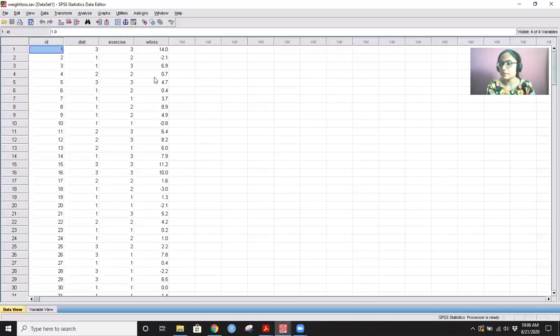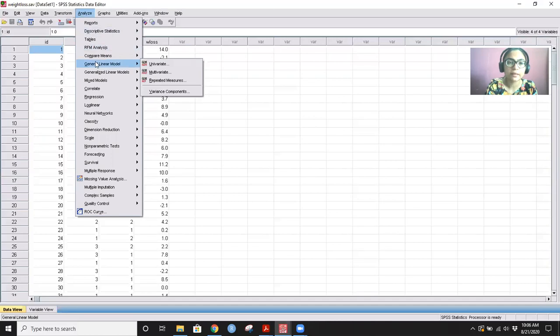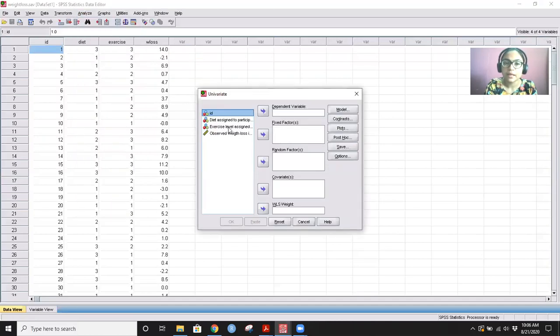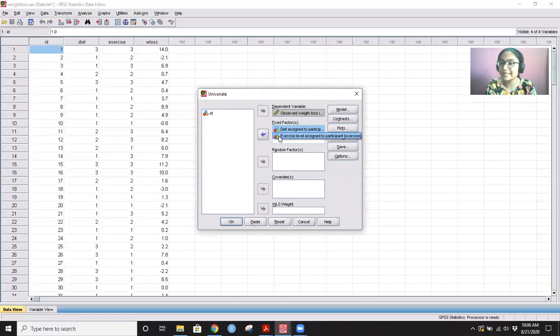Okay, so let's go about it. So we go to analyze, general linear model, univariate. Since your dependent variable is observed weight loss, put it here. Independent variables go into the fixed factors. Both of these should be nominal. Please check in the variable view that both your independent variables are nominal or ordinal, either way. Should be categorical at the end of the day.